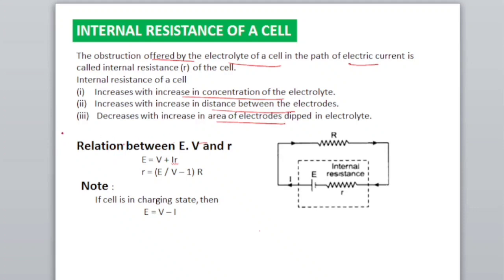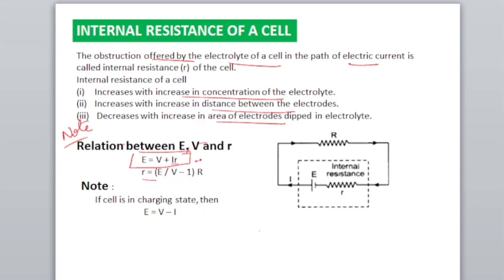Now one more important thing, very important, note down this one: the relation between E, V and r. What is the relation between the EMF of the cell, terminal potential difference and internal resistance? So E equals V plus Ir. E is the EMF of the cell and this E is divided, with part across the internal resistance. So E equals V plus Ir. From here you get r equals (E by V minus 1) into R.